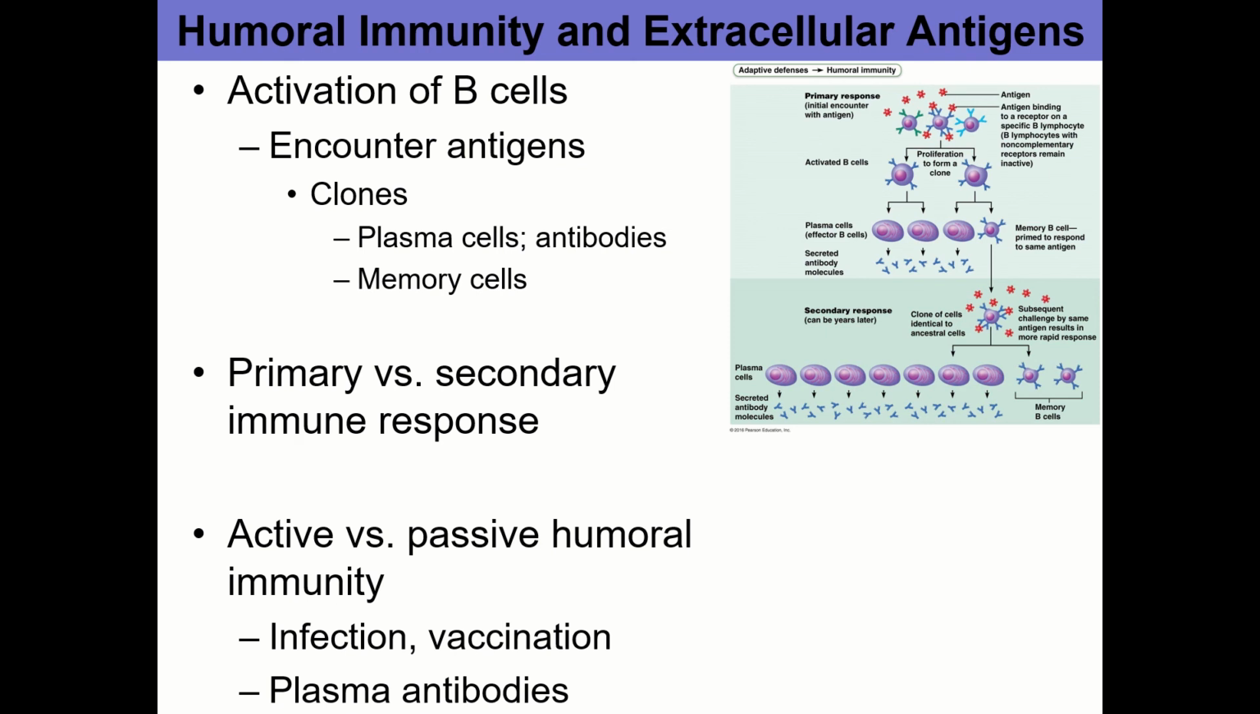But the second time, so if we see this same virus again 2 years from now, remember these memory cells are going to be hanging out, and if they see that virus, they are going to replicate really quickly. And so where the first time it took us 7 days to maximize antibody production, the second time we see that same virus or bacteria, it's only going to take us 2 to 3 days to maximize antibody production.